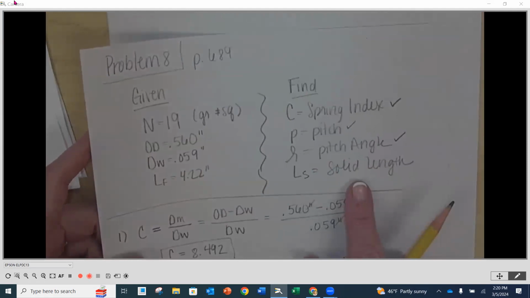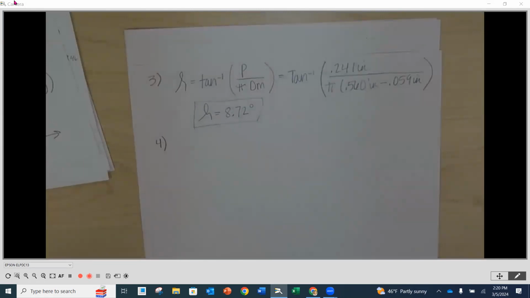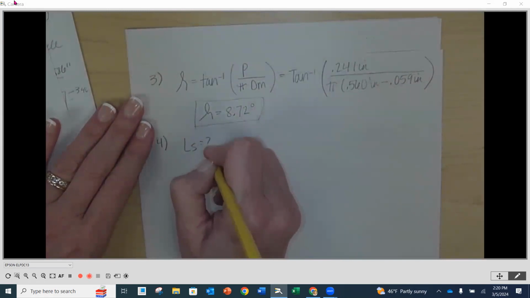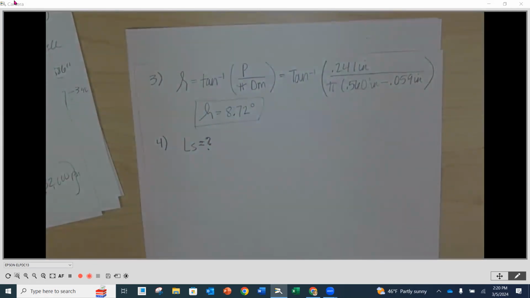Solid length. Okay. Did anybody get this far to solve for the solid length? Yeah. What'd you get? Yep, 1.12. And what did you use to get it? I figured solid length means coils times the diameter of the wire.